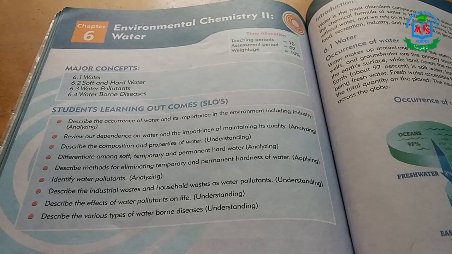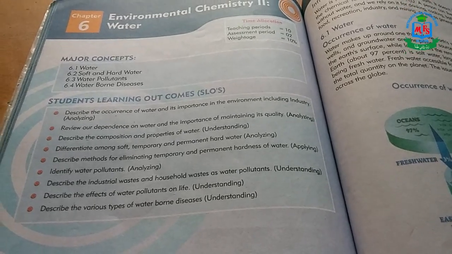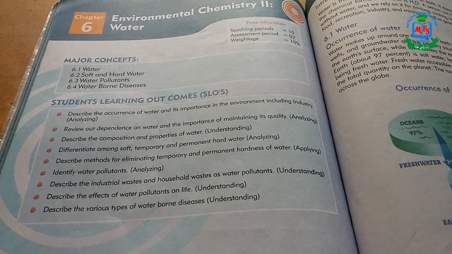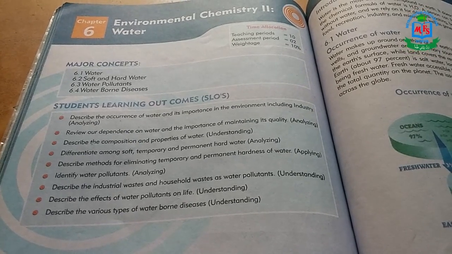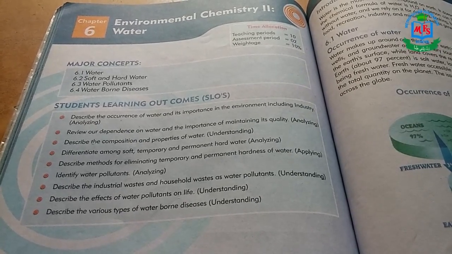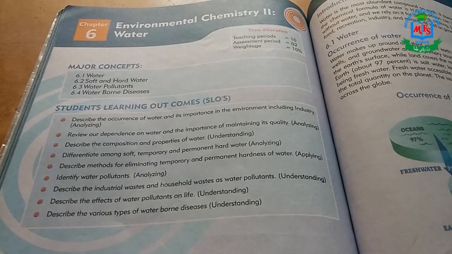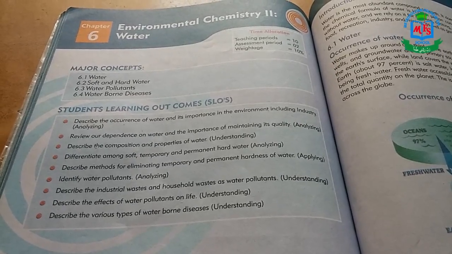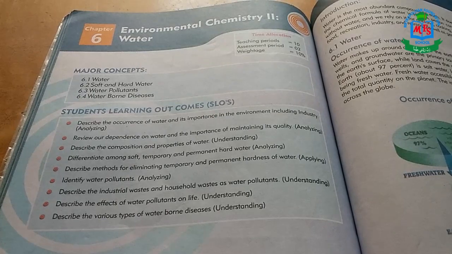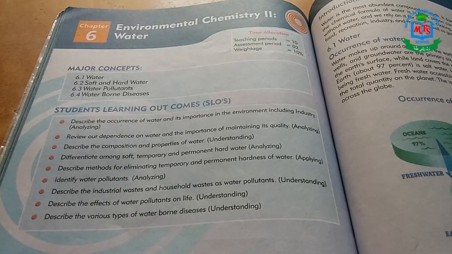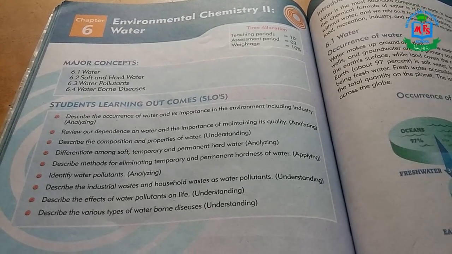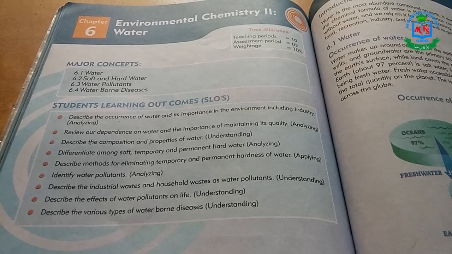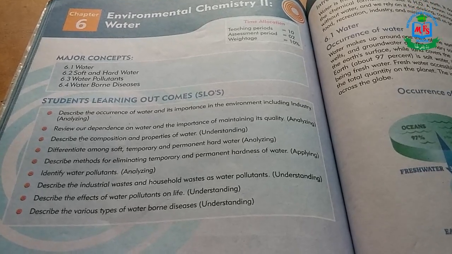The major concepts that we discuss in this chapter are water, types of water, that is soft and hard water, water pollutants and waterborne disease. These topics are discussed in this chapter. Today we'll discuss the first topic of this chapter, that is water.